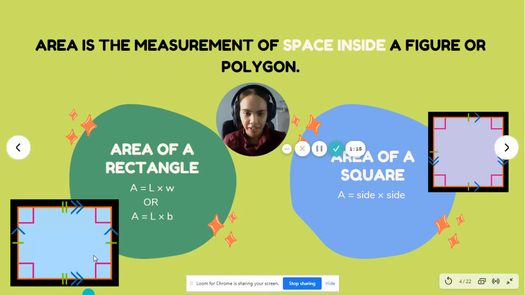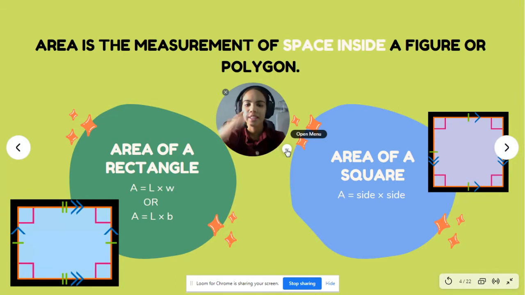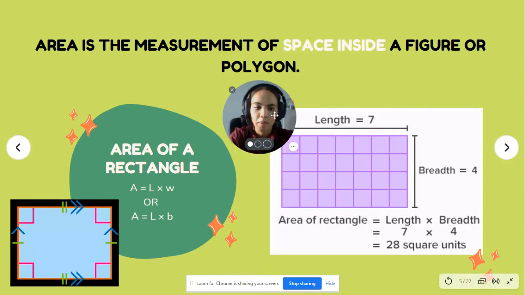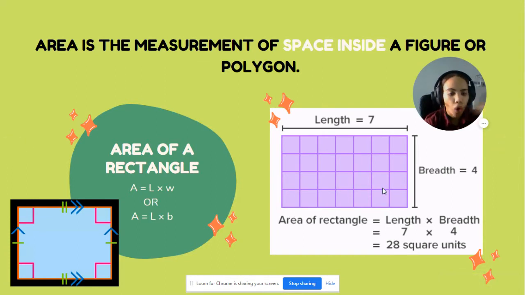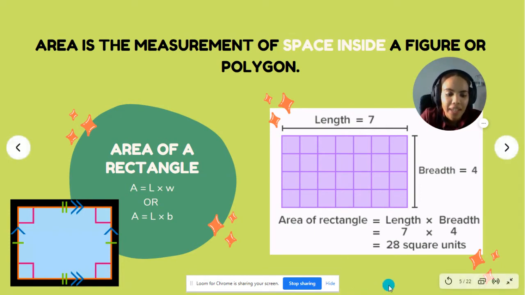You know that a square has four equal sides, so the area is side times side. Let's do this example very quickly. One more time, I'm calculating the measurement of space inside a shape. The length is 7 units and the breadth is 4 units. So the area of the rectangle is length times breadth, 7 times 4, 28 square units.